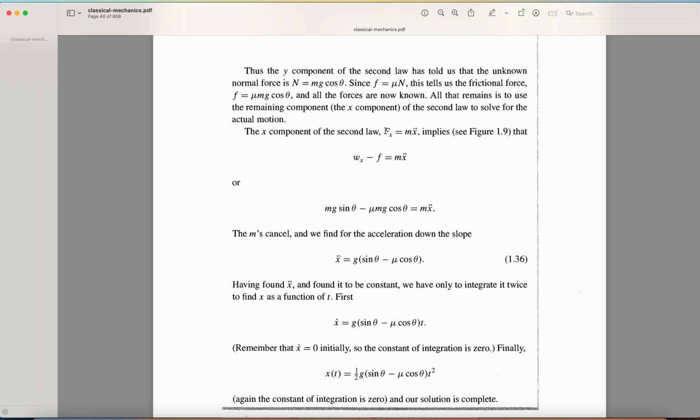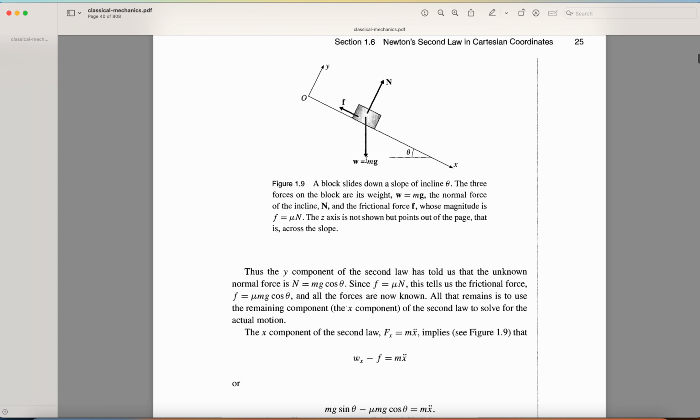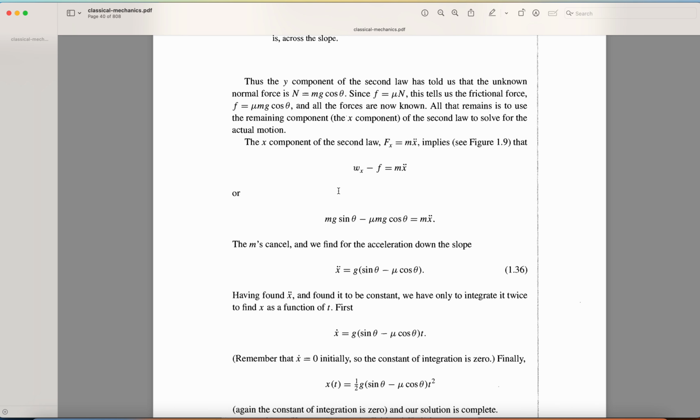So in the x direction, there are two forces acting. One is mg sine theta, and then another one is your friction force. Yeah, mg sine theta and f. So the m's cancel. Okay.